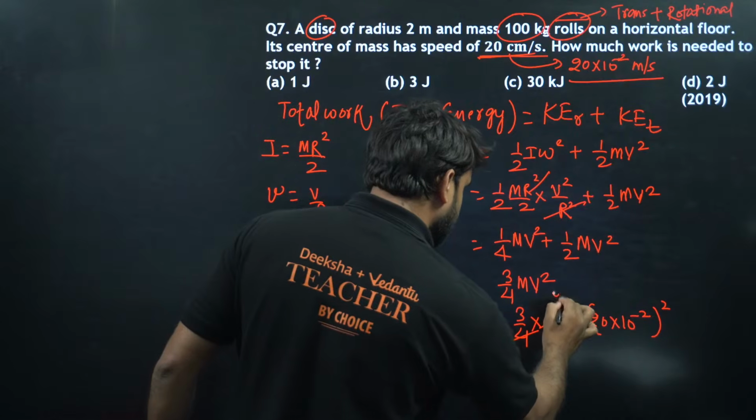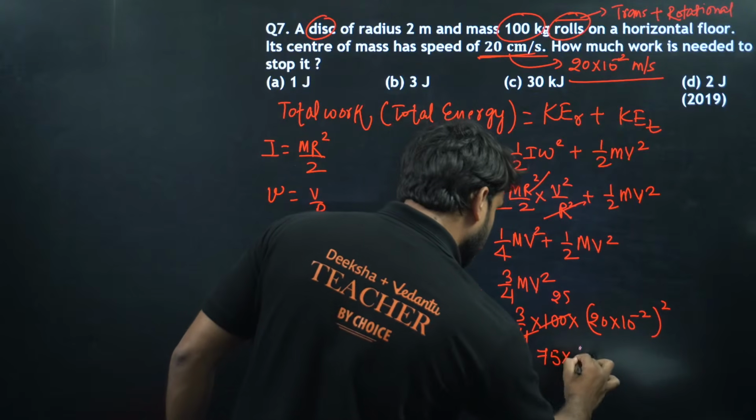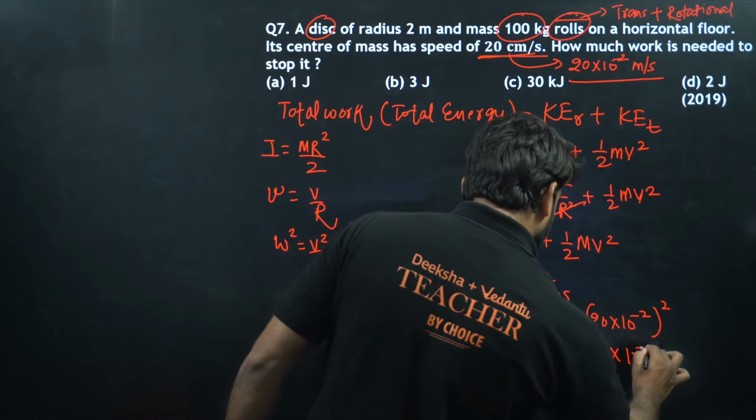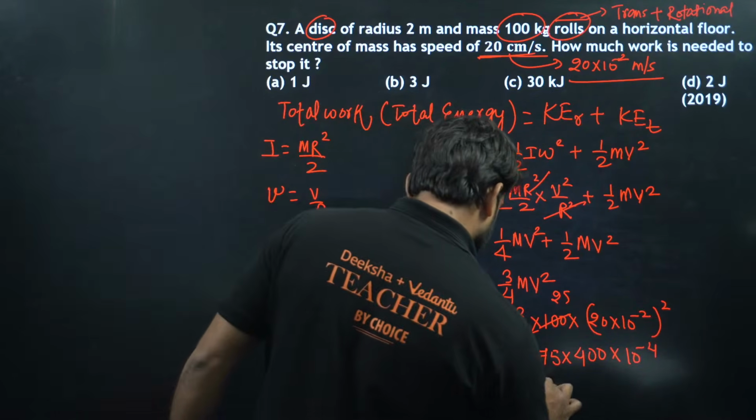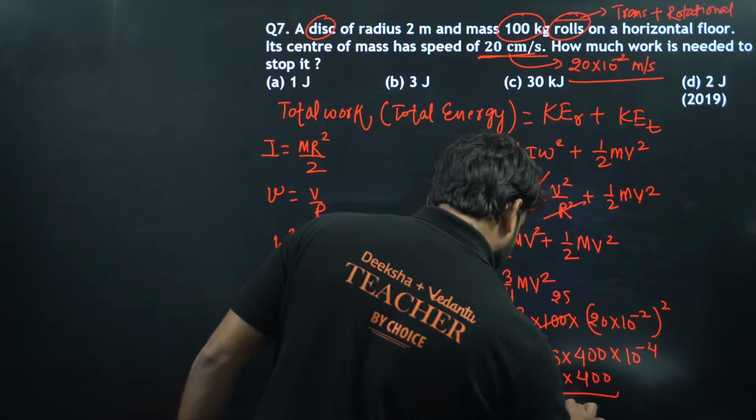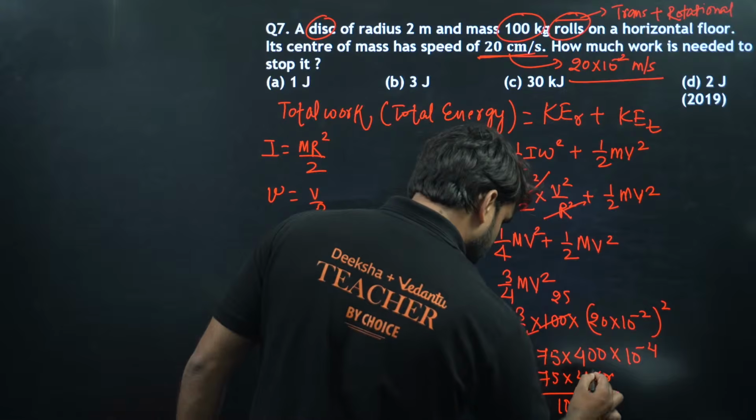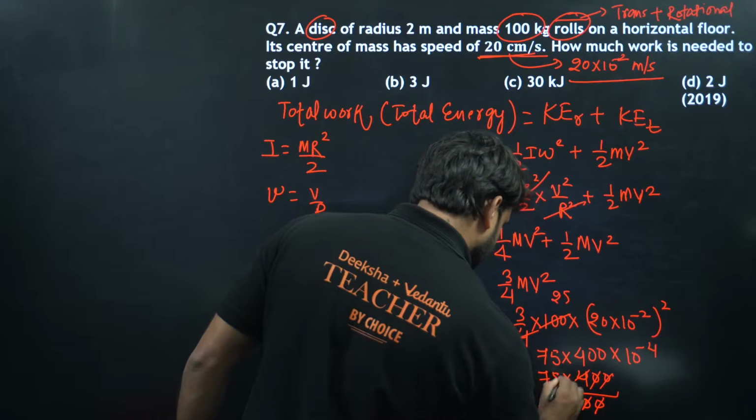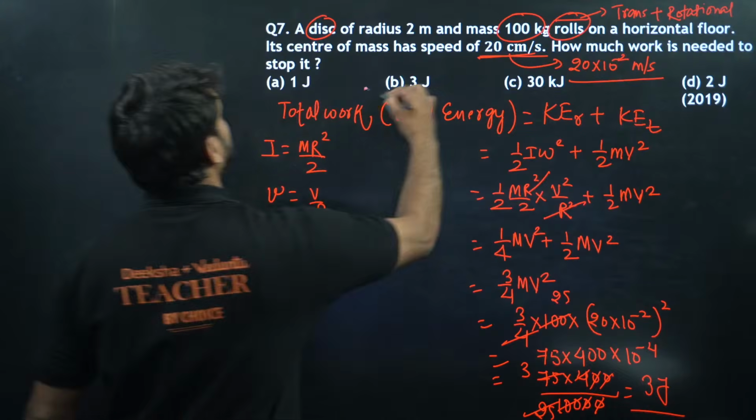So 25 will cancel this, and 25 times 3 is 75, and this is 20. 20 square will be 400, and 10 to power minus 2 whole square will be equal to 10 to power minus 4, right? And we required energy here. So 75 into 400 divided by 10 to power 4. 1, 2, 3, 4. Can we cancel this? 0, 0, 0, 0, and this 4 will cancel this 25, and 25 will cancel this 3. So we are having 3 joule energy. Where is 3 joule? Option number B will be correct.